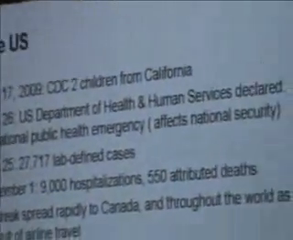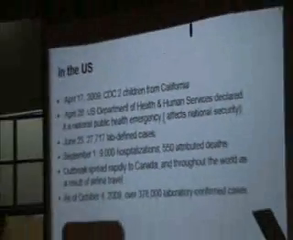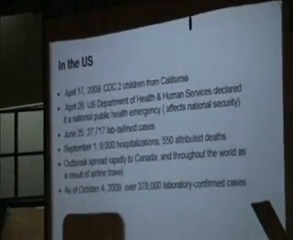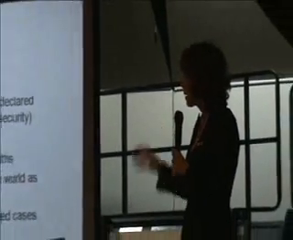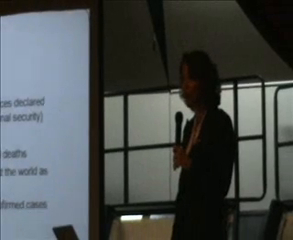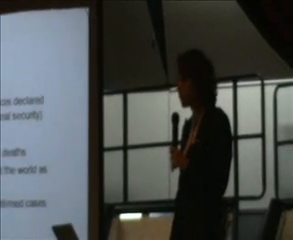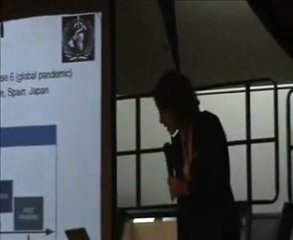What about the epidemic in the US? It started in April. Initially, there were 2 children from Southern California. The United States Department of Health and Human Services labeled this as a public health emergency because they felt that it might affect national security. By October, there were more than 378,000 cases of laboratory confirmed H1N1 influenza.